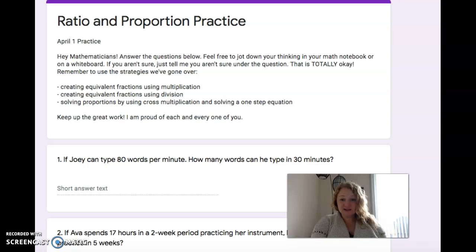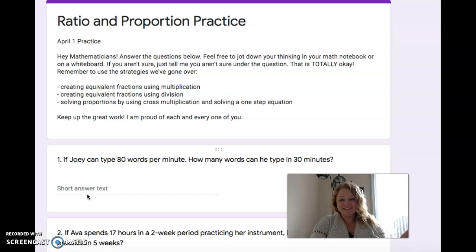Again, if you clicked on that link, just make sure that you're logged in to your West account so I can be able to get the results from your Google form. Today's date, April 1st, and then here are some directions. Hey, mathematicians, answer the questions below. As always, guys, feel free to use your math notebook, or I know your teacher sent you home with a whiteboard, marker, eraser. If you're solving one of these questions and you're really not sure, just tell me that down here where it says short answer text. That's really helpful for me, so I know that maybe we can touch base on a problem or do a Google Meet to go over something.